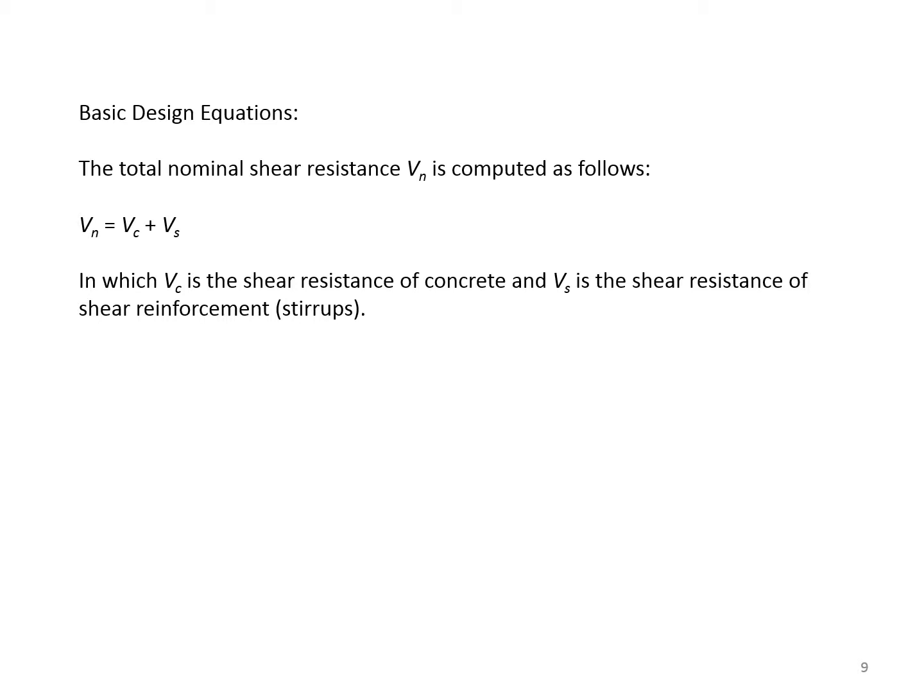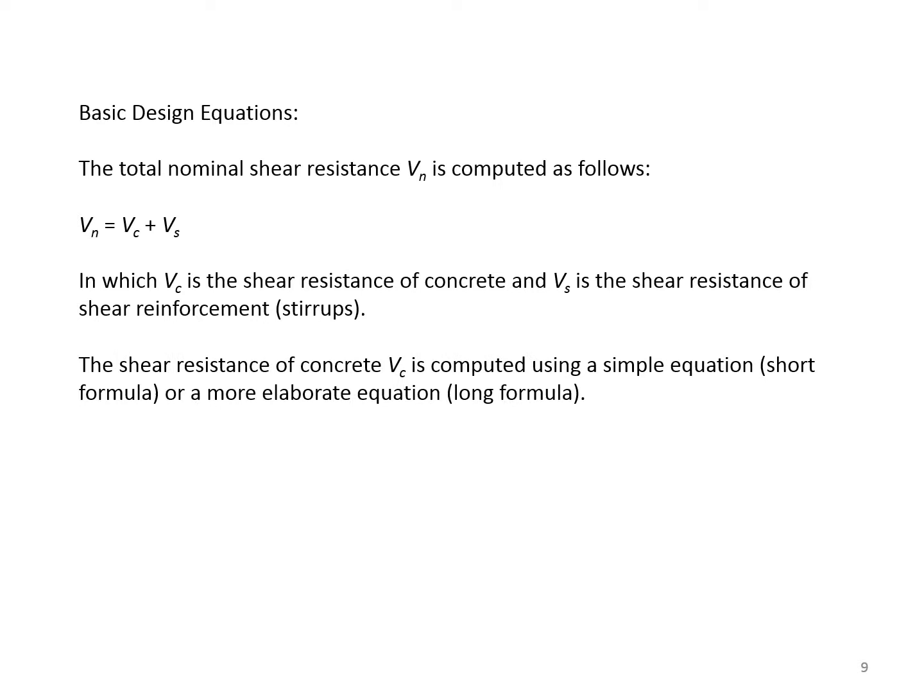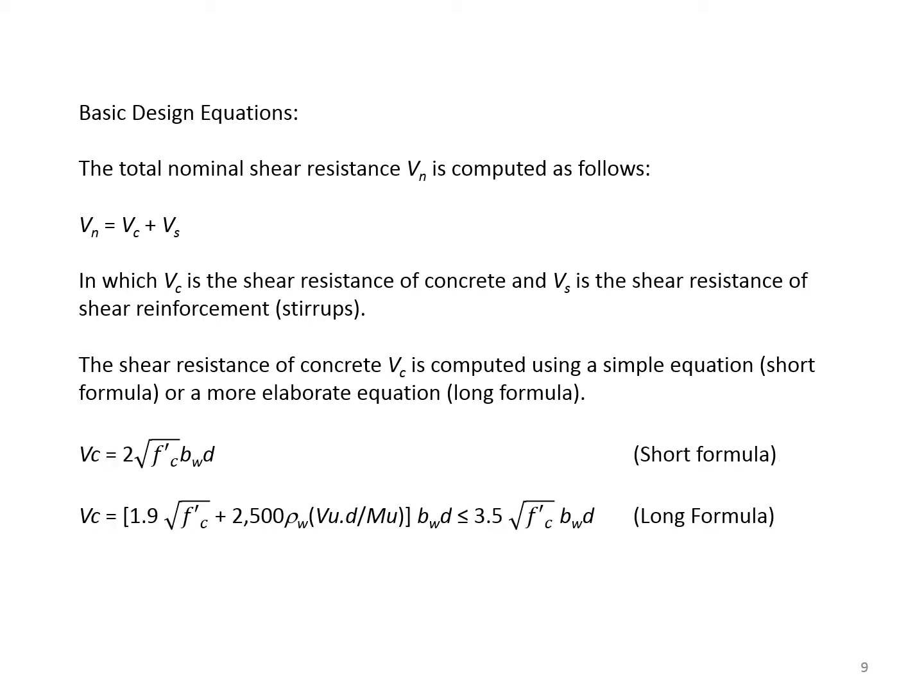Basic design equations. The total nominal shear resistance V sub N is computed as follows. V sub N is equal to V sub C plus V sub S, in which V sub C is the shear resistance of concrete as we mentioned, and V sub S is the shear resistance of shear reinforcement, in other words, stirrups. The shear resistance of concrete V sub C is computed using a simple equation, which we call in this video the short formula, or a more elaborate equation, which we call the long formula.